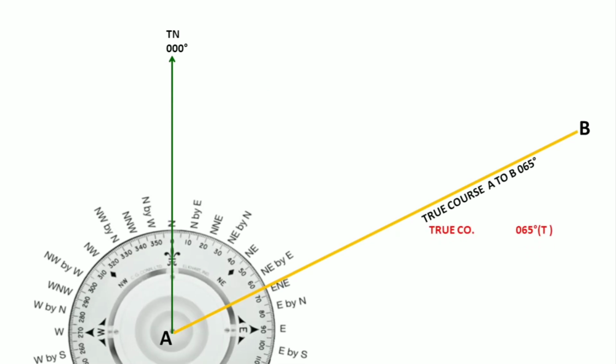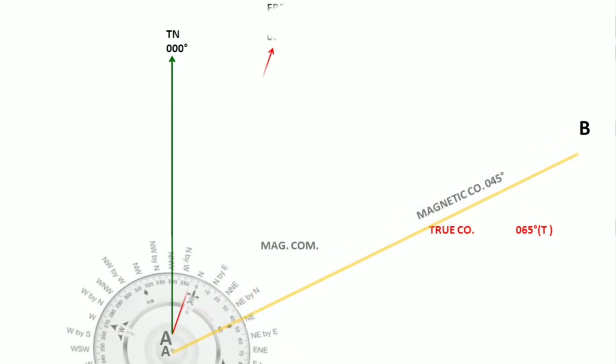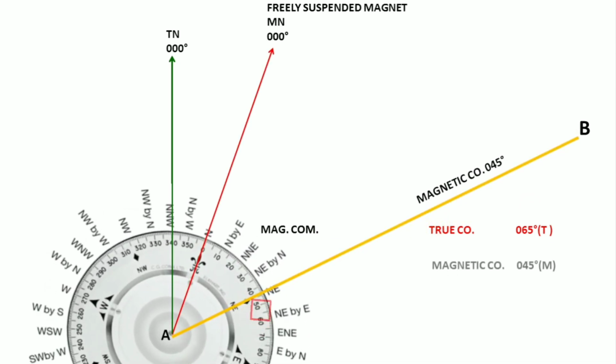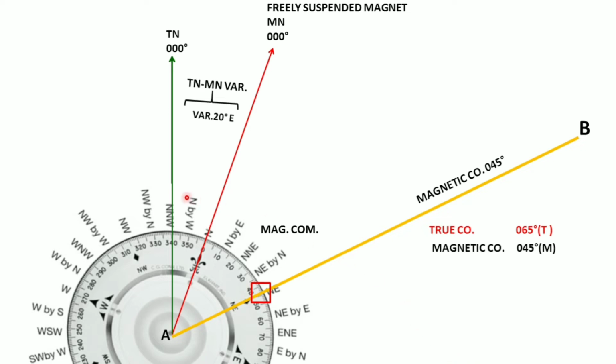Now I'm just trying to show you what happens if the errors change. True course 065, magnetic course 045. Variation is between true and magnetic. The difference is 20 degrees, as you can see here. Magnetic being east of true, it will be easterly. I hold on to compass least, error east. So my variation would be easterly 20 degrees.